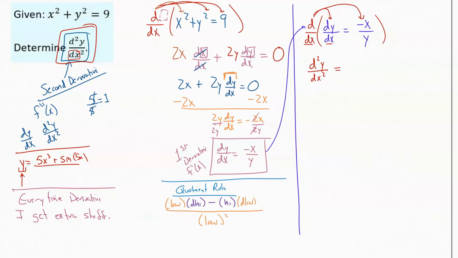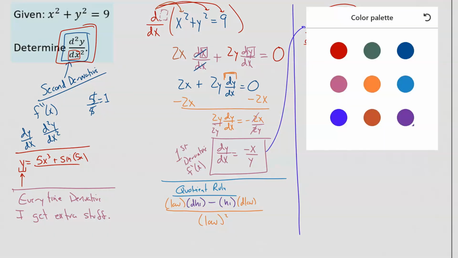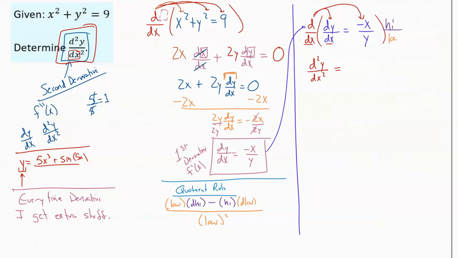I label the top piece the high piece. I label the bottom piece the low piece. And then I run through this rule. And it's only when I go to find the d high, the derivative of the top piece, the high piece, that's what I mean by d high, that's when I'm taking a derivative and I get my extra stuff. When I take my d low, when I find the derivative of the low piece, that's when I'm taking a derivative, and that's when I get my extra stuff. So now we just follow our quotient rule to get to where we need to be.